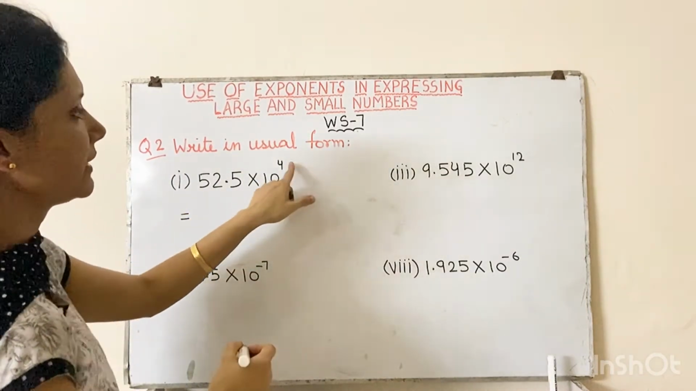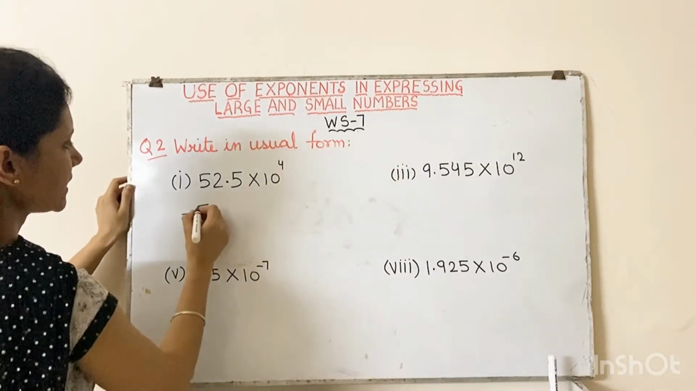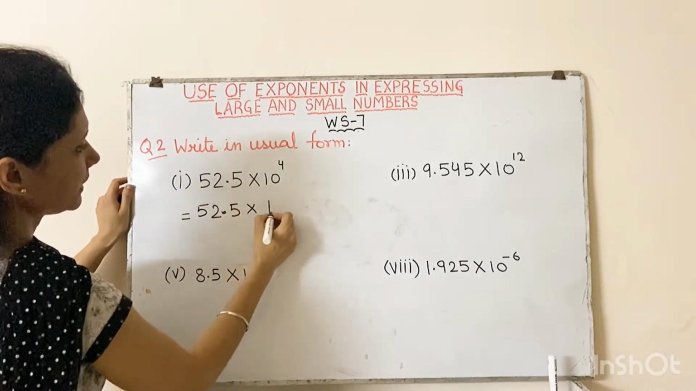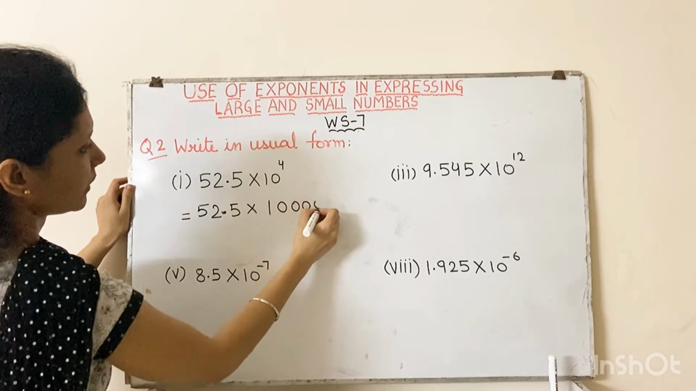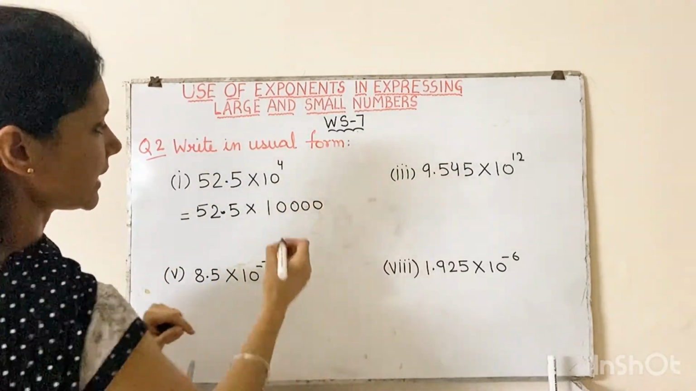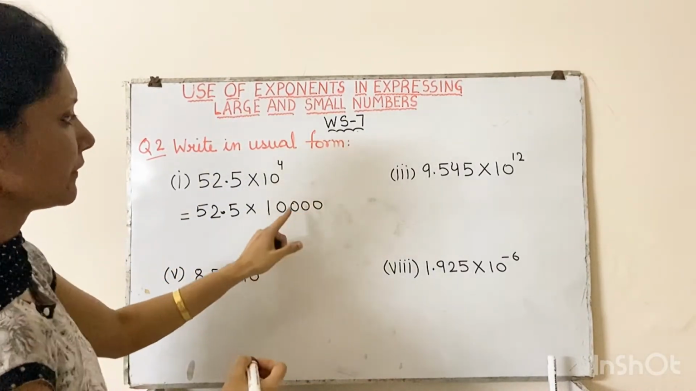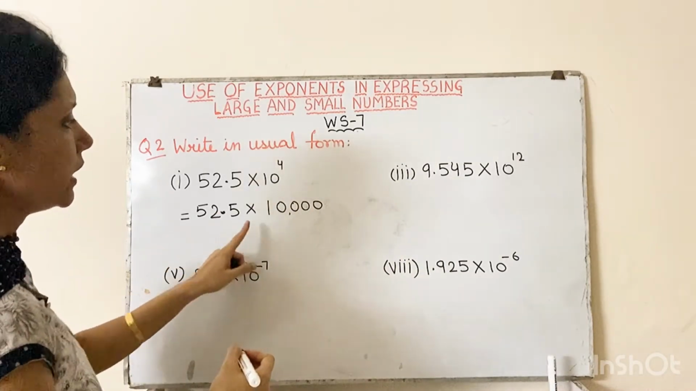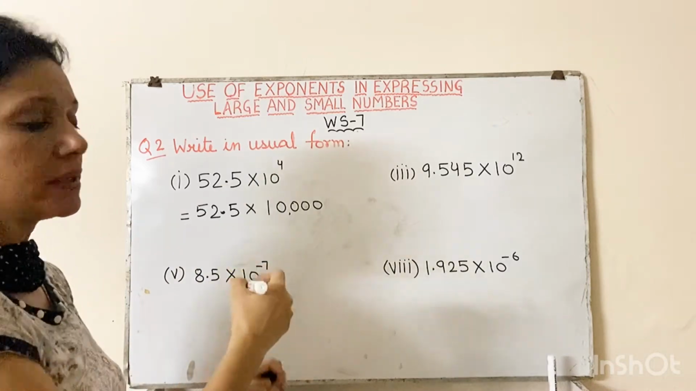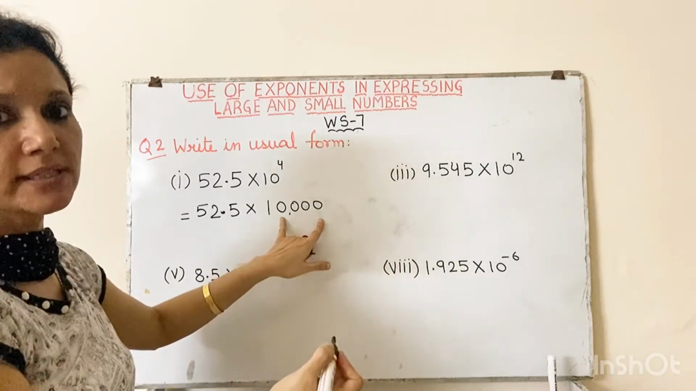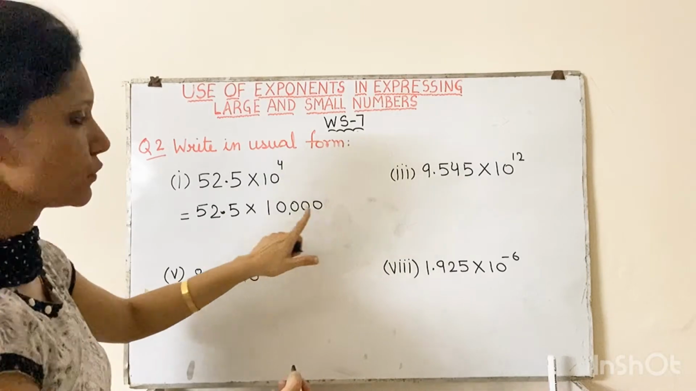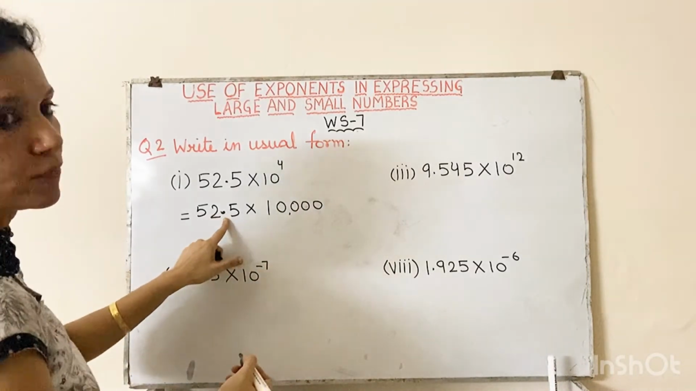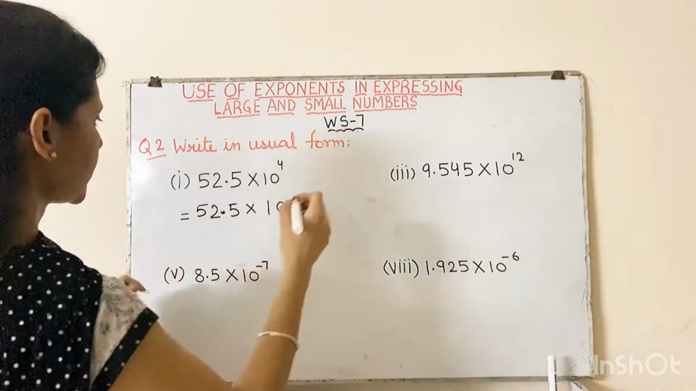52.5 multiplied by 10 raised to the power 4. This means 52.5 multiplied by 4 zeros, 1 and 4 zeros, that is 10,000. Whenever you are multiplying with 10, 100, 1000, 10,000, what you used to do is move the decimal that many places towards the right as there are zeros. So here you have 1, 2, 3, 4 zeros. That means your decimal would move 4 places towards the right.